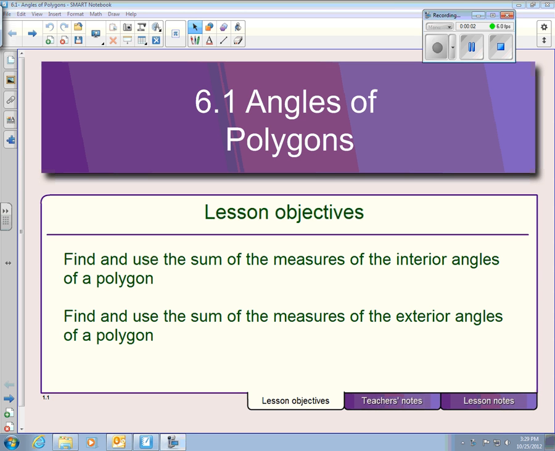Hi class, today we're going to start chapter 6. This is going to be angles of polygons. Our objectives today are to find and use the sum of measures of the interior angles of a polygon and to find and use the sum of the measures of the exterior angles of a polygon.